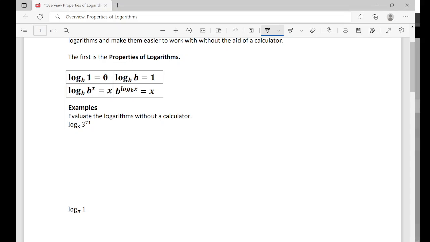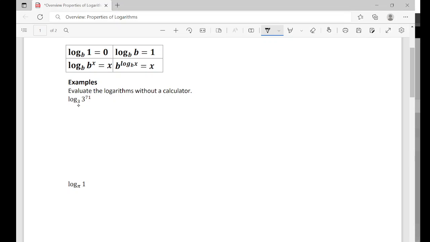And these four are: log base b of 1, so some log of some base that has 1 in the argument will always be 0. If you log b of b, it will always be 1. If you have log b of b to the x, it will always be x. And if you have b raised to the log b of x, it will be x. So let's see a couple in practice.